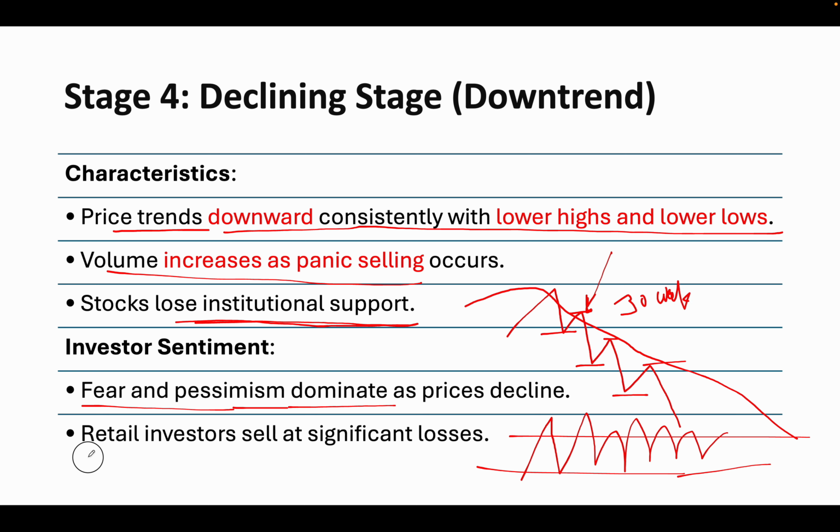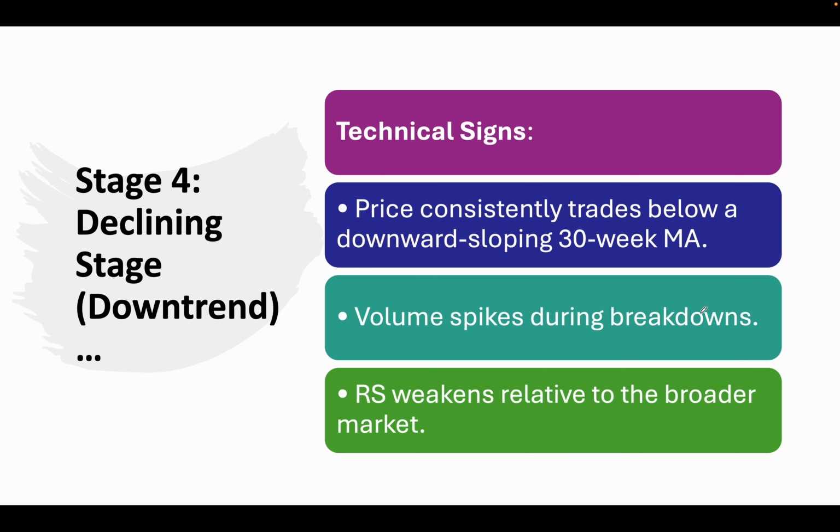Okay, and usually retail investors sell at significant losses, because they are not informed investors usually, so they suffer huge losses. So there is panic everywhere. So what do the technical indicators indicate? Price consistently trades below a downward sloping moving average. So the 30-week moving average's slope is downward.